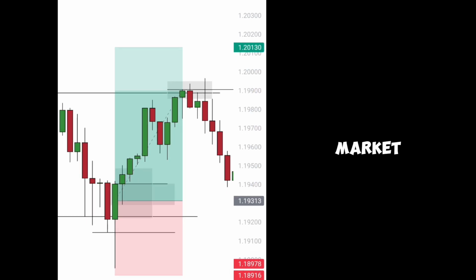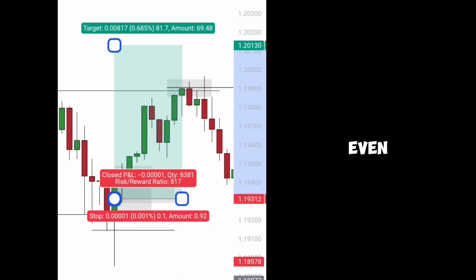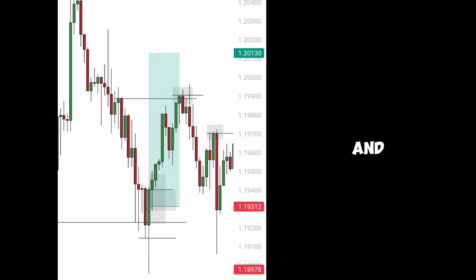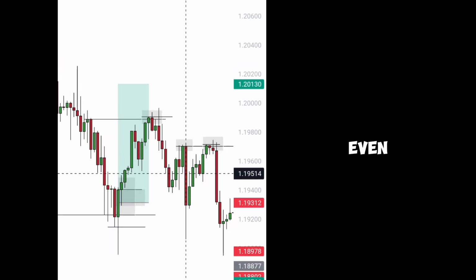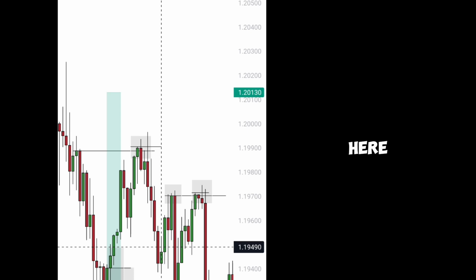Now once the market starts moving in your favor, you want to move your stop loss to break even. In this case, the market did not get to our risk reward ratio of 1 to 2, and we most likely would have broken even, or we just might have taken an entry somewhere around here towards the downside.